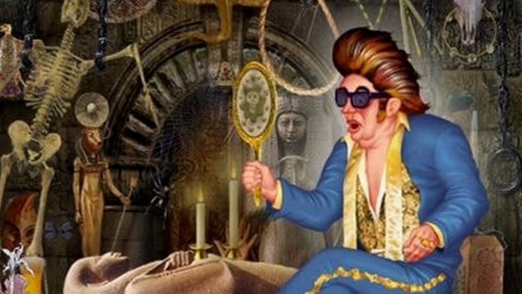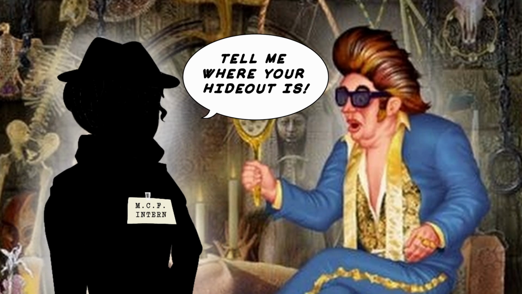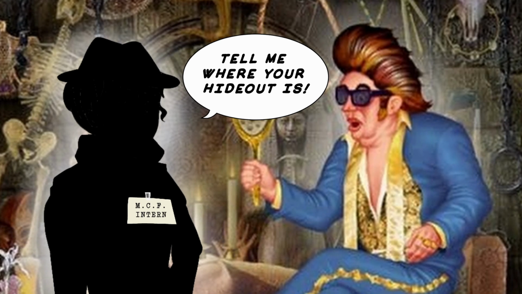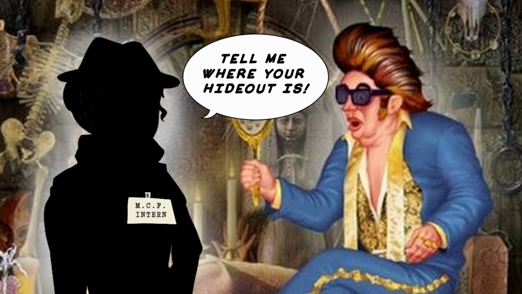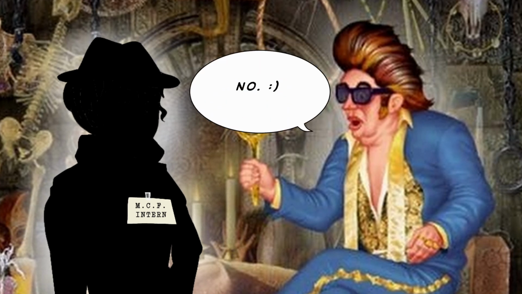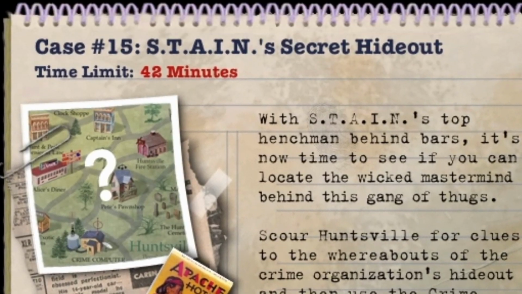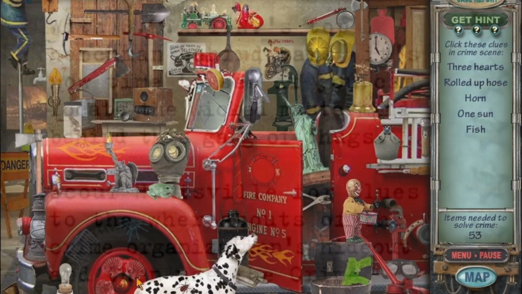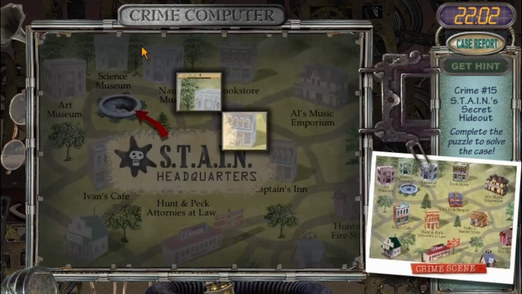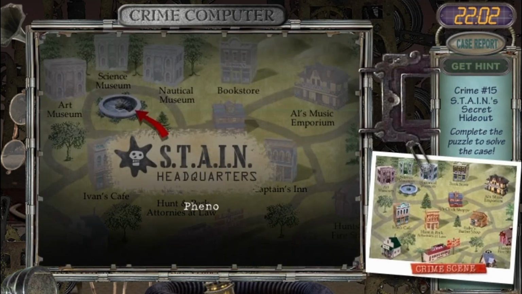I also theorize that the protagonist interrogated Harold since he is a right-hand man of the organization. They interrogated him and learned that they had a headquarters, but he wouldn't tell them where. Therefore, this leads to the 15th case, which is the Stain's secret hideout and the big boss. The protagonist searches for clues to find the secret hideout and finally pieces them together using the crime computer. It revealed a map showing the secret entrance to the Stain headquarters.